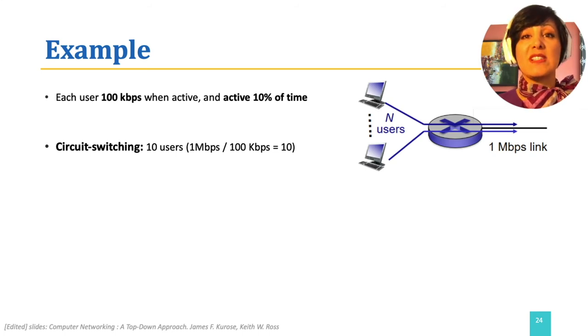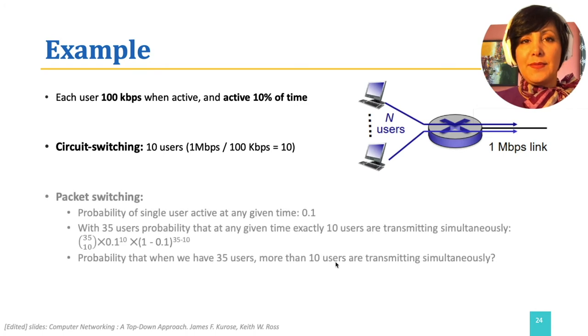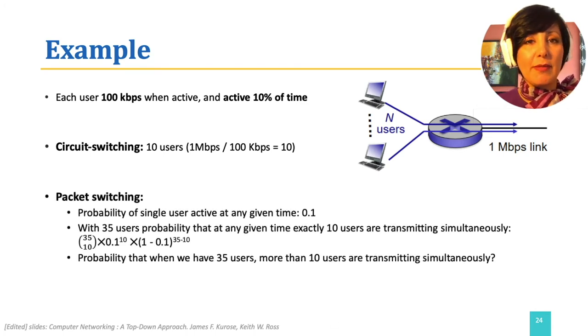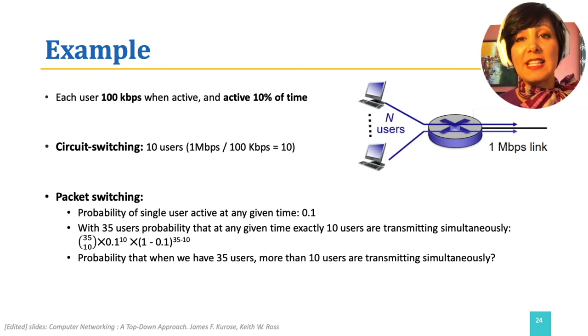Even knowing that each user is active only 10% of the time, we cannot release the resources during 90% of the time that the user is not active. Therefore, we can only support 10 users if we use circuit switching. Now consider packet switching. We know that each user is active 10% of the time. So, the probability a user is active at any given time is 0.1, and the probability that a user is inactive at any given time is 0.9.